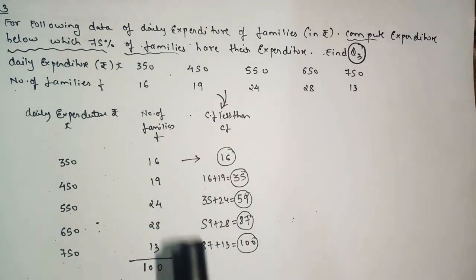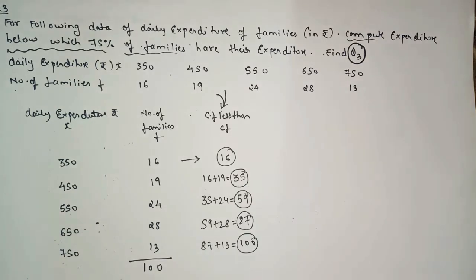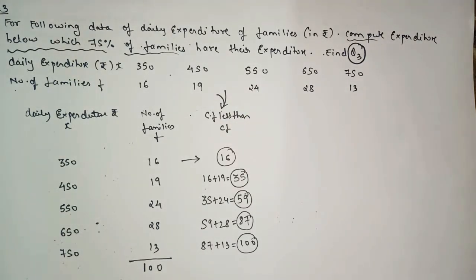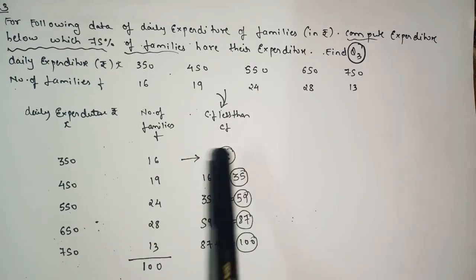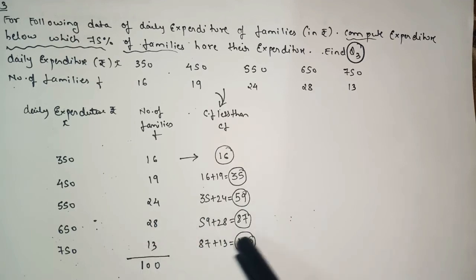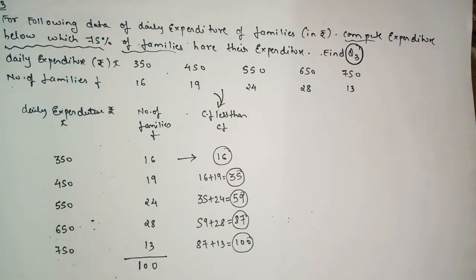First will be x, second will be f, and third will be cumulative frequency less than. I hope you all might be knowing how to find the cumulative frequency. Simply you will write the first number as it is and then go on adding the numbers. Then total the number of families. So here this 100 is what?